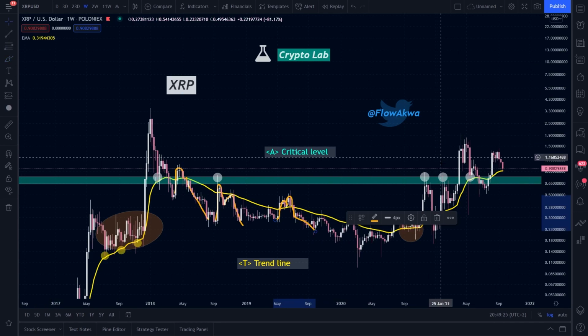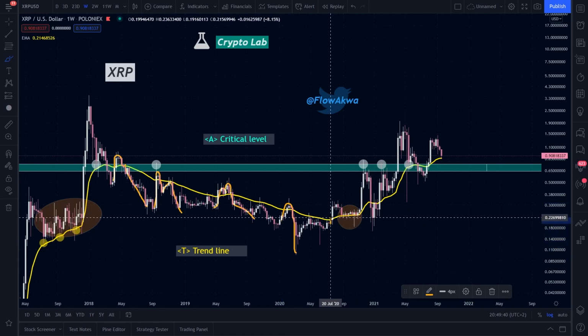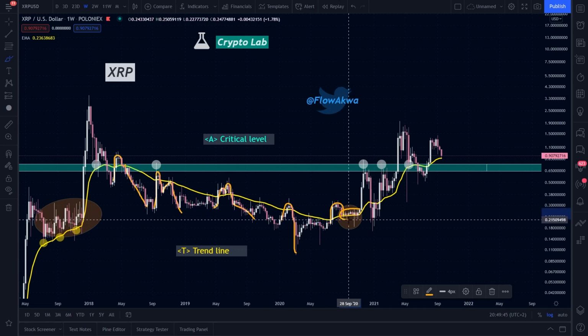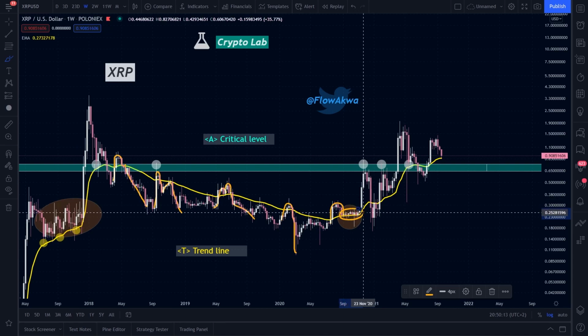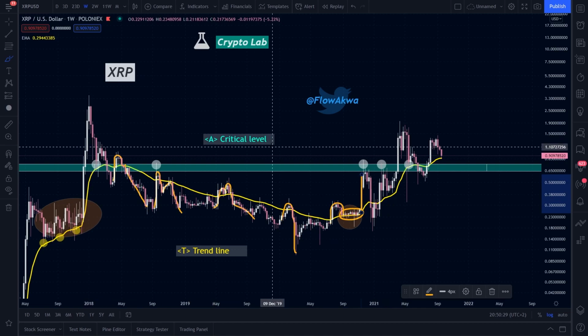And after this, let's see here, okay? We went above the line, we tried to use it as a support, but we couldn't and we went down. And this was the first time we went above it and we held it as a very strong support for multiple weeks. And this was a very strong signal for the bull market. Then we made a higher high for the very first time since the previous bull market.